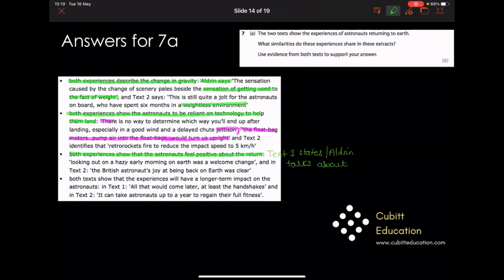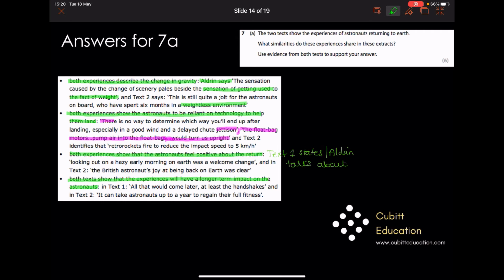And then finally, the last one for this, both texts show that the experiences will have a longer term impact on the astronauts. In text 1, all that would come later, at least the handshakes. And in text 2, it can take astronauts up to a year to regain their full fitness. Okay, so those are all examples of 7A, and you needed to have about 3 or 4 of those. So I hope you managed to pick those out, at least in some detail, even if not as much detail as that.